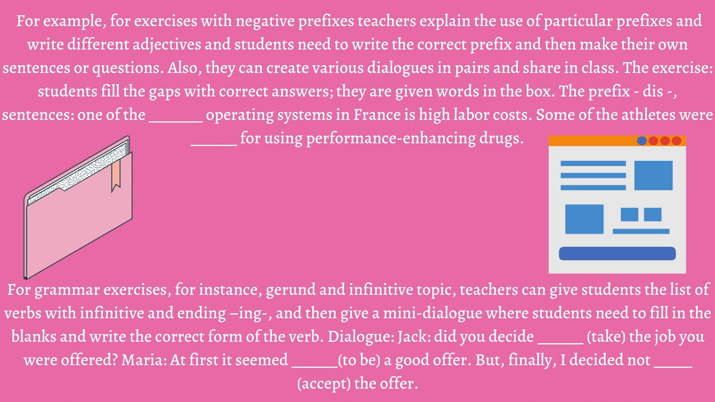For example, for exercises with negative prefixes, teachers explain the use of particular prefixes and they create various dialogues in pairs and share in class. For example, the exercise: students fill the gaps with correct answers. They are given the words in the box, the prefix, and examples of sentences. Also, for a grammar exercise on the gerund and infinitive topic, teachers can give students a list of verbs with infinitive and ending -ing, and then give a mini dialogue where students need to fill in the blanks and write the correct form of the verb.